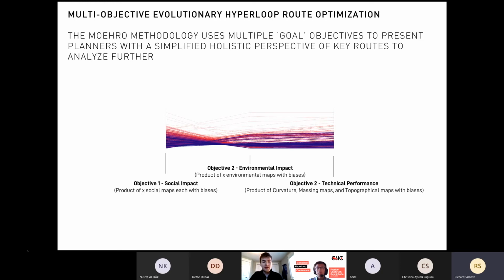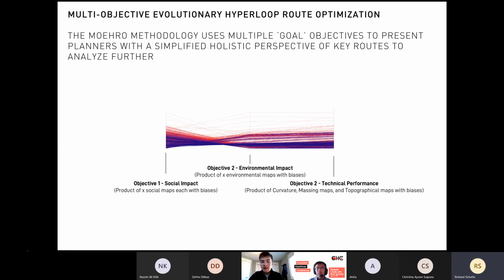So the higher the sum of the pixel color value along a line, the higher this is going to be. And so we actually want these to be lower. And so we want to reduce the social impact, reduce the environmental impact, and then have this technical performance be as low or as optimized as possible.